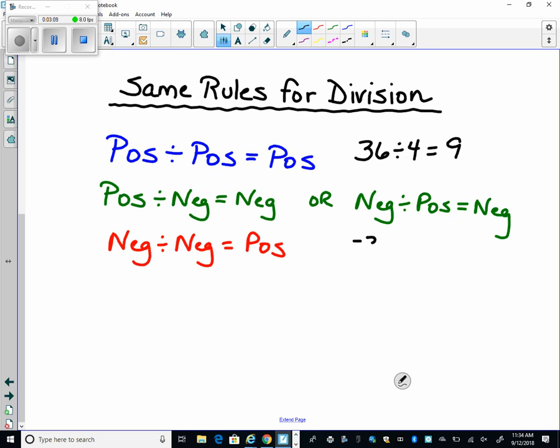We look at the next example. Maybe I do negative 36 divided by a positive 4. 36 divided by 4 is 9. Negative divided by a positive is a negative. So that would give me an answer of negative 9. And then finally, negative divided by negative. So negative 36 divided by negative 4. 36 divided by 4 is 9. Negative divided by negative is a positive. Whenever you multiply or divide 2 negatives, they cancel each other out. And so that's how we end up with a positive answer.